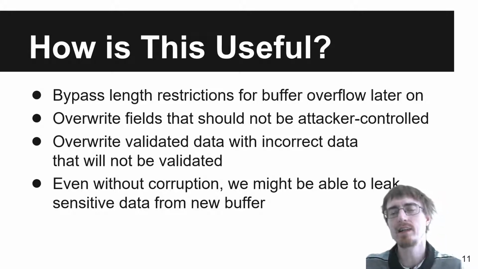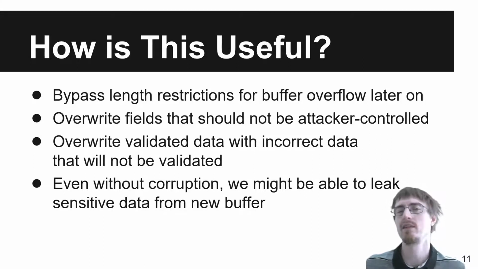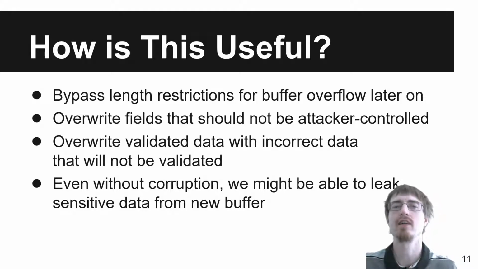Finally, even if we cannot corrupt any data, use after free is also a good basis to leak data. So if we can print, using the dangling pointer, some of the data, then we might be able to print what is stored in the new buffer. Now, if the new buffer contains sensitive information, this might be a very serious vulnerability in itself, even if nothing is being corrupted.